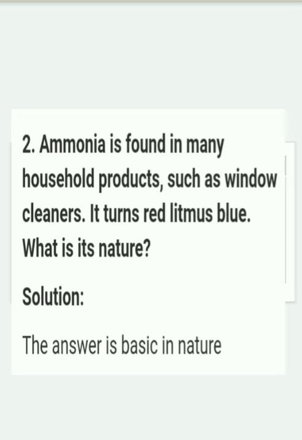Ammonia is found in household products such as window cleaner. It turns red litmus blue. What is its nature? The answer is basic in nature. Only a base turns red litmus paper blue in color. So ammonia is basic in nature.